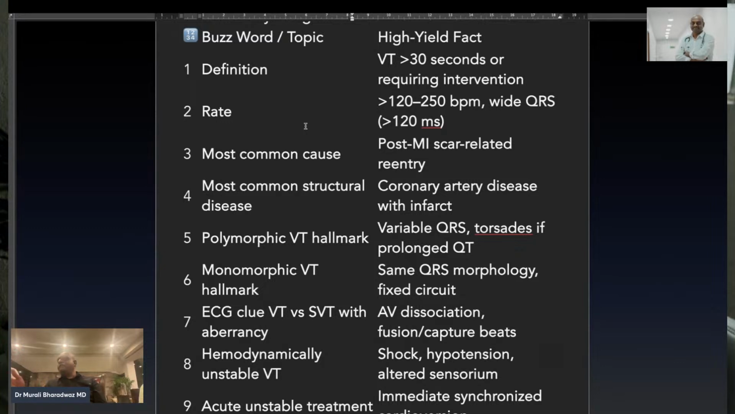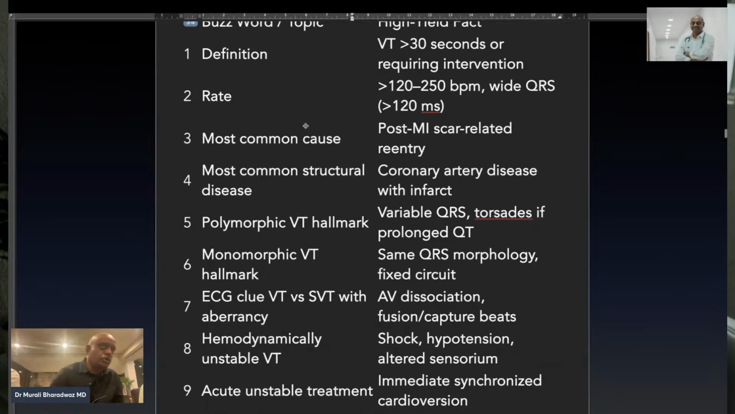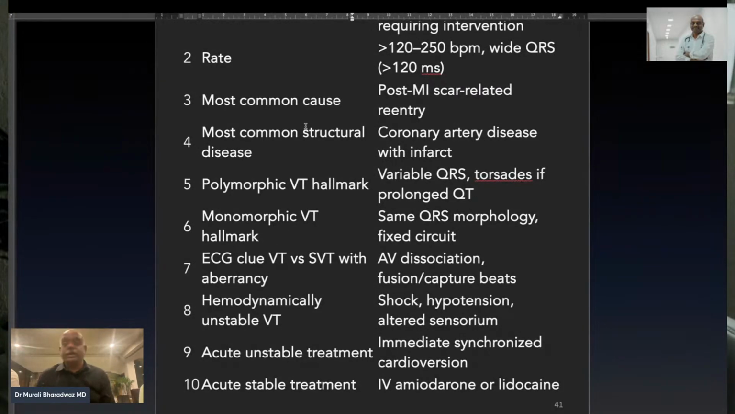So basically, what is polymorphic VT? The QRS is narrow, wide, tall, big, that is seen in torsades. Torsades is due to prolonged QT. Prolonged QT and QTc more than 240. Sir, QTc more than how much is called torsades?